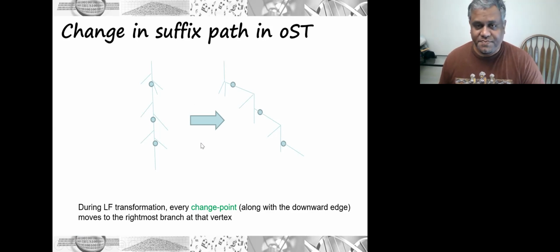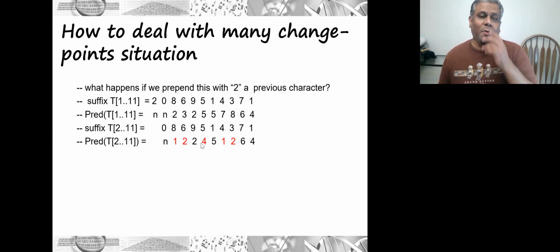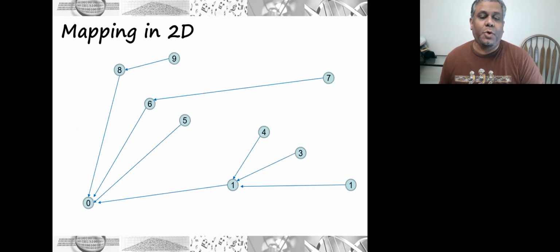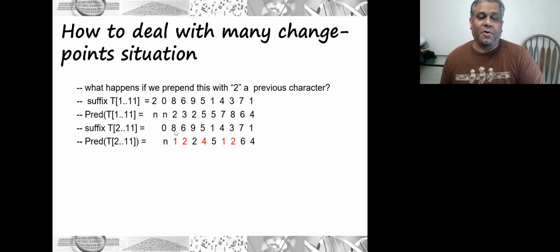That's a bad part. So what we do is, how do we deal with this many change point situation? That's our main focus here. Okay. So what I'm going to show you is this string. Okay. So this is 0, 8, 6, 9, 5, 1, 4, 3, 7, 1. This is a string. Okay. So if you look at here, it's the same thing, 0, 8, 6, 9, 5, 2, 3, 7, 1.